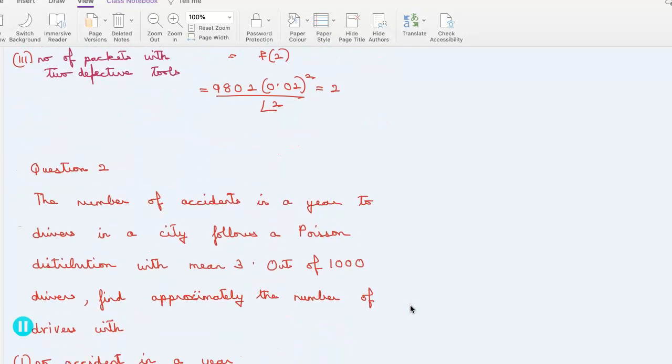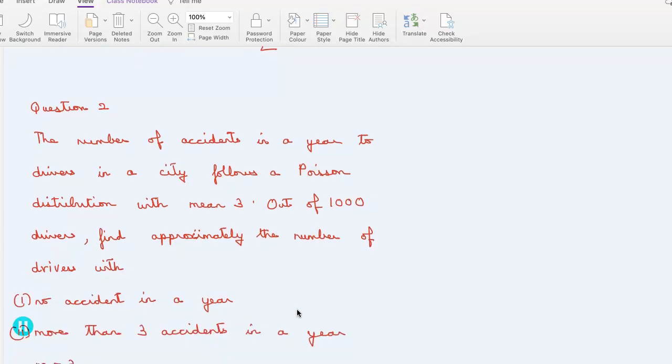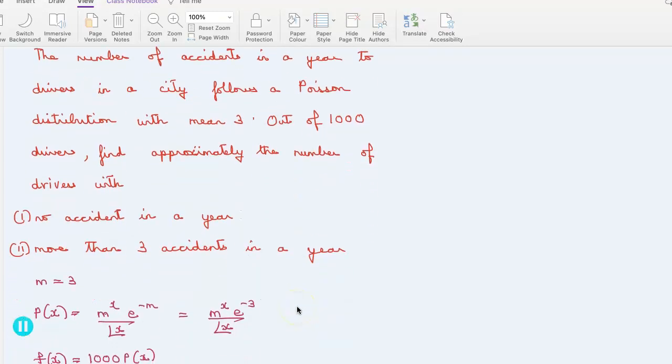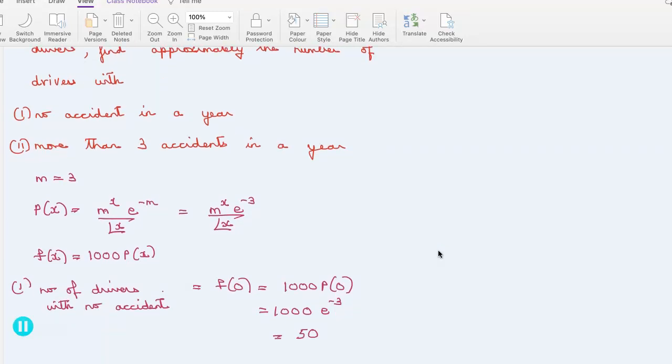Coming to the next question. The number of accidents in a year to drivers in a city follows a Poisson distribution with mean 3. Out of 1,000 drivers, find approximately the number of drivers with no accident in a year. That's the first part. What is the mean here? Mean is 3. So px is m raised to x e raised to minus m by x factorial. That is 3 raised to x e raised to minus 3 by x factorial. You have 1,000 drivers. So fx will be 1,000 px.